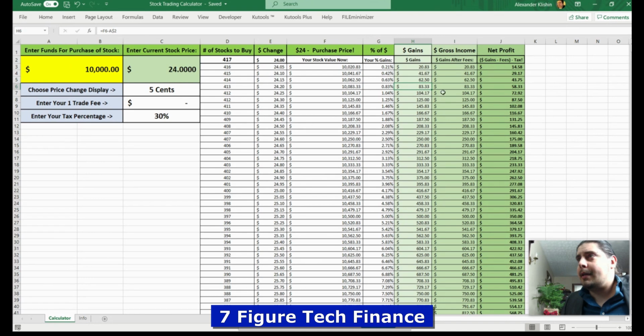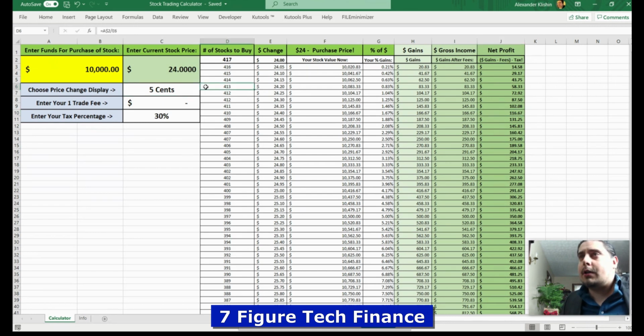And then we can see our total gains. And then we can see our gross income. And we can see our net profit on this trade. This means that if you choose to exit at 24.40, then this means you made a little bit more than 1.5%, $166.67, and you're left with about $116.67 of net profit at this point, right?